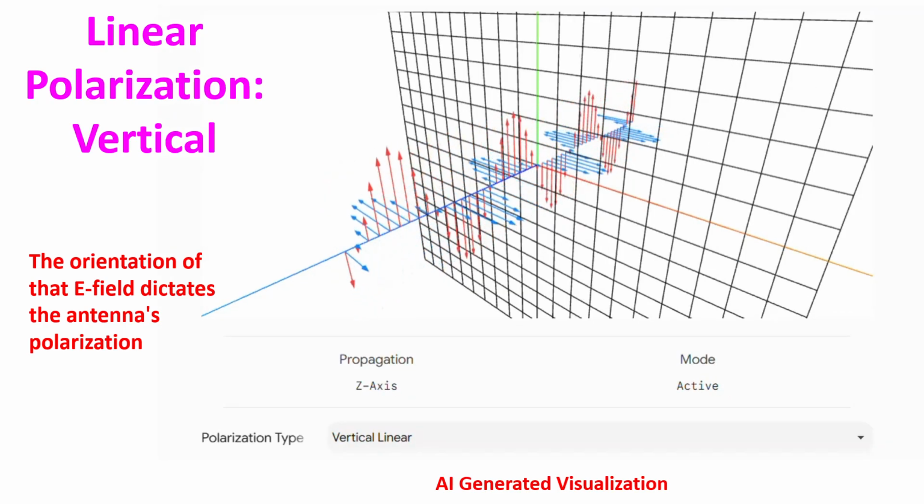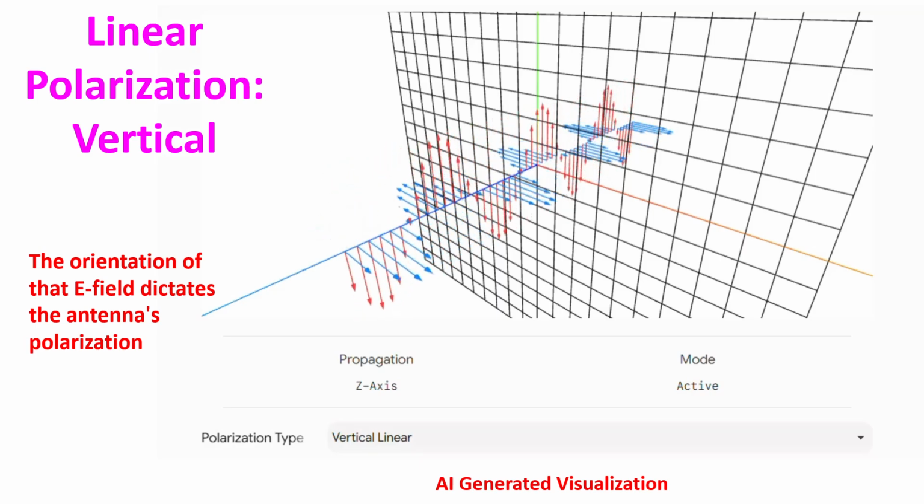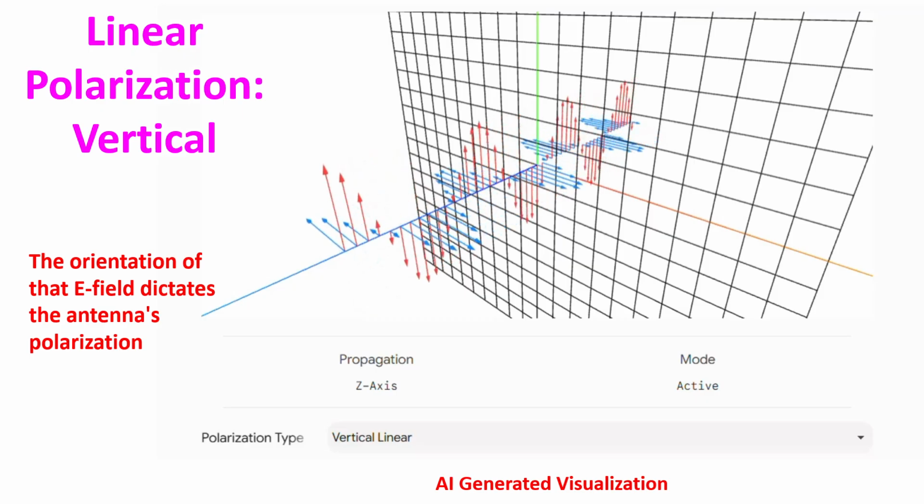If the antenna elements stand straight up, the electric field oscillates vertically. This is standard for local repeater work, mobile setups, and AM broadcast stations. It provides an excellent omnidirectional ground wave.